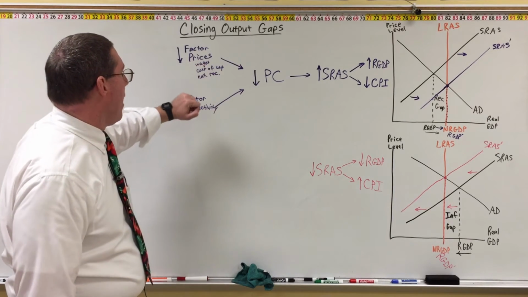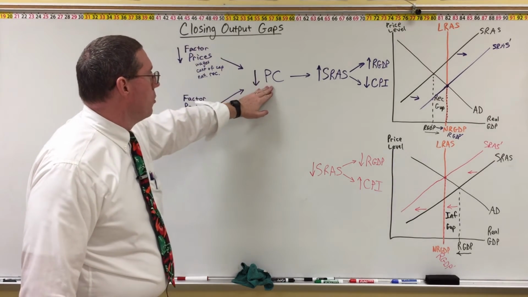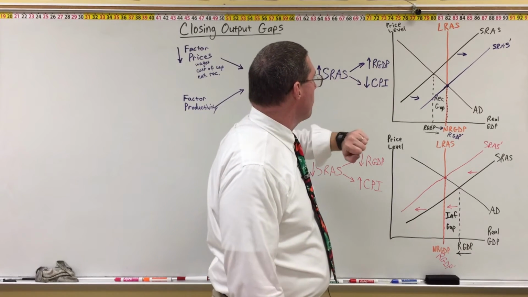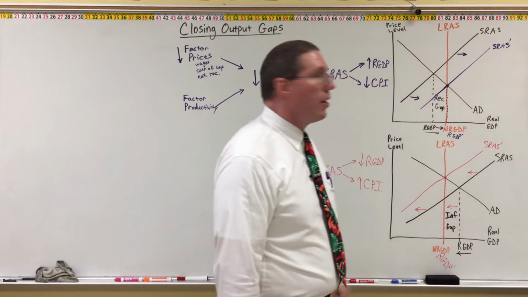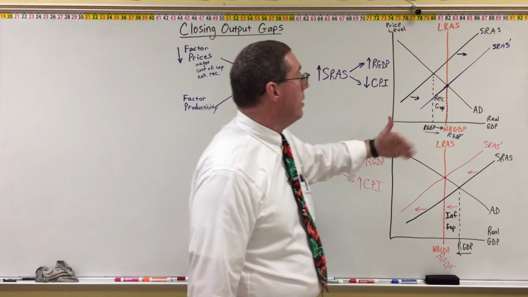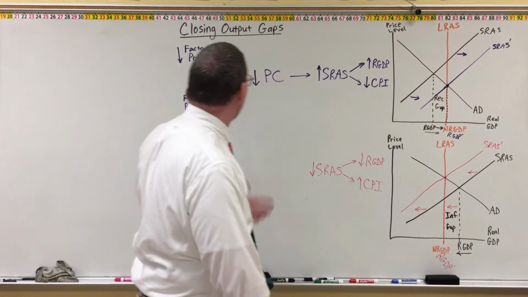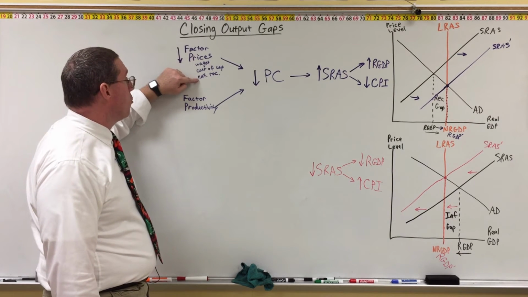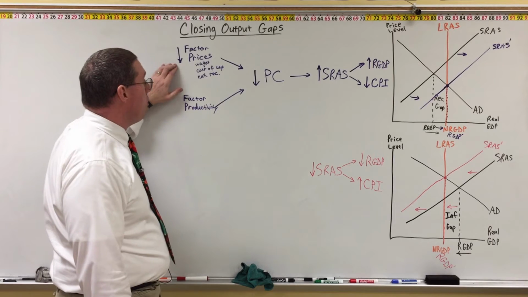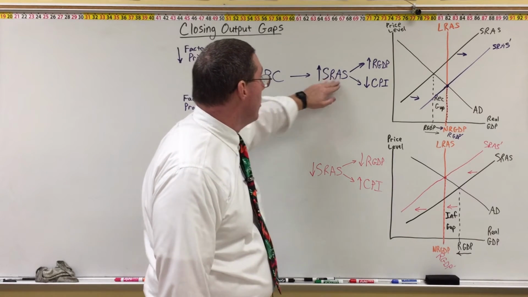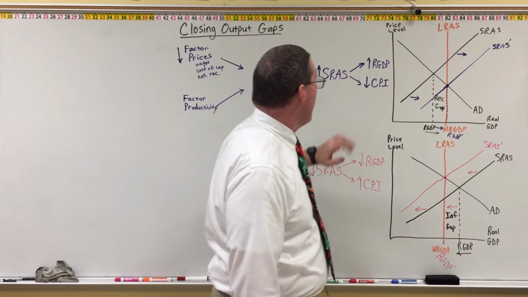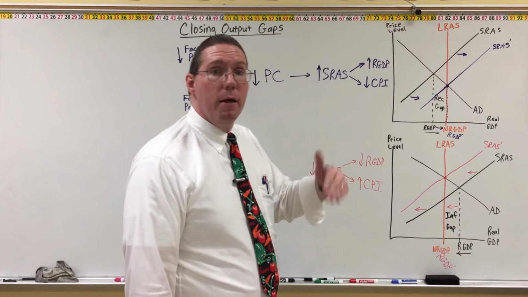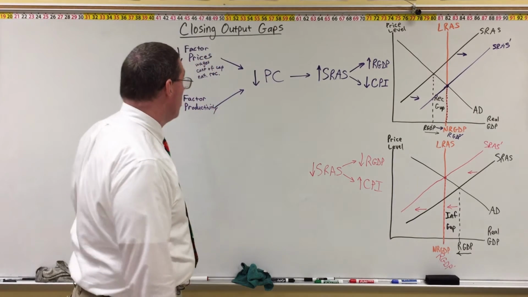If wages go down, then production costs will go down, short-run aggregate supply will increase, we'll have an increase in real GDP, and the recessionary gap will close, and we'll be back into long-run equilibrium. Or if the cost of capital goes down, or if the prices of natural resources, if any of those things go down, we will have a decrease in production costs, an increase in short-run aggregate supply, and we will have an increase in real GDP, and it'll close the recessionary gap, bringing us back into long-run equilibrium.